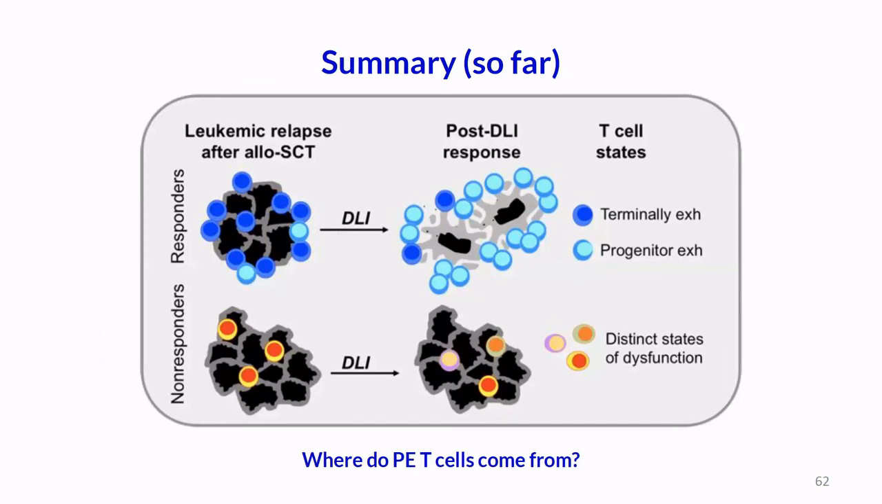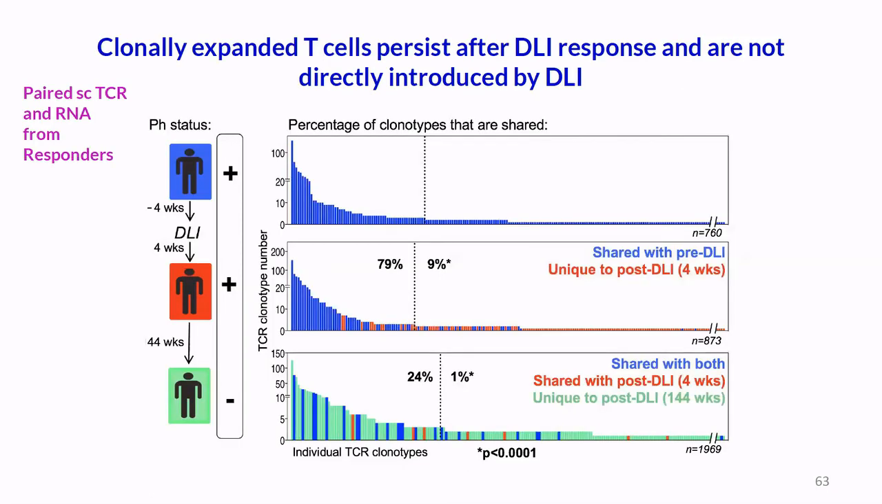Now, one question we had was, where are the progenitor exhausted T cells coming from? Are they coming from the donor lymphocyte infusion, the immunotherapy that is given to the patient, or are they really just expansion of pre-existing clones that were seen at very low levels of abundance pre-DLI? So for that question, we collected paired TCR and RNA-seq data from two of our responders.